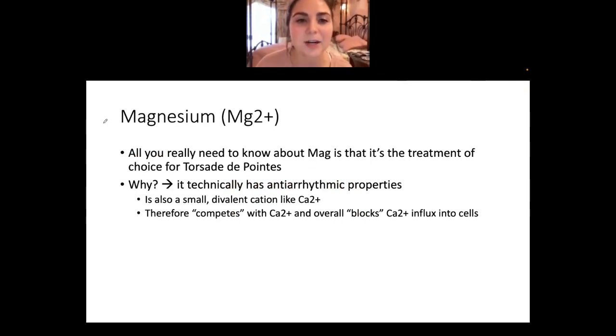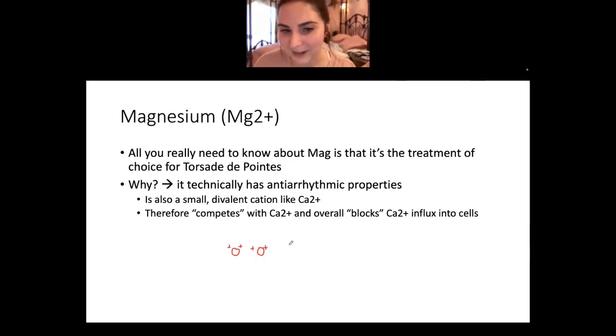Magnesium, like I said, is considered a class 5, but really all you need to know is that it's the treatment for torsade. If a patient has torsade, polymorphic VTAC, you give them magnesium. The reason why is kind of weird, but magnesium is a divalent cation, right? It's a really, really tiny cation that has a 2+ charge.